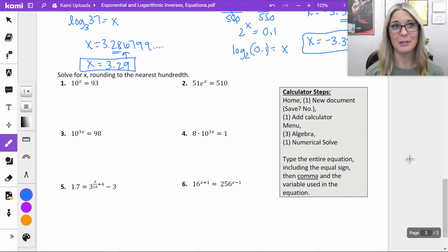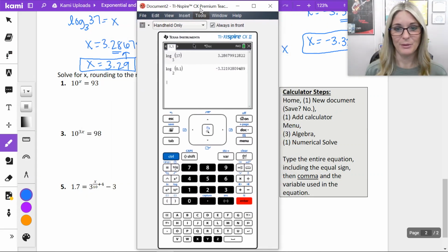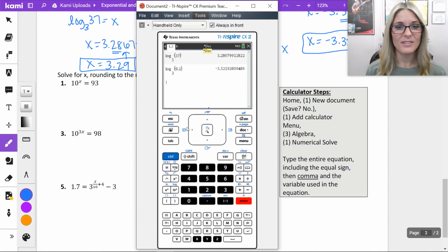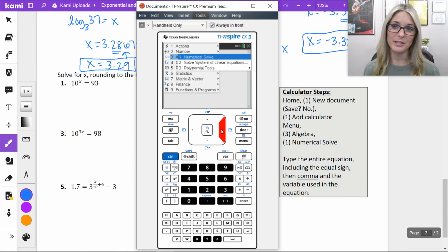We're going to grab the calculator. We're going to float through these really quickly. So let me do that. Let's just walk through the calculator steps using number 1. On our calculator page, I'm good where I'm at. I'm going to go to Menu, Algebra, Numerical Solve. So let me go ahead and tell you what Numerical Solve can do for you.